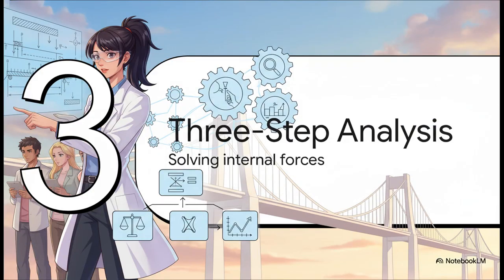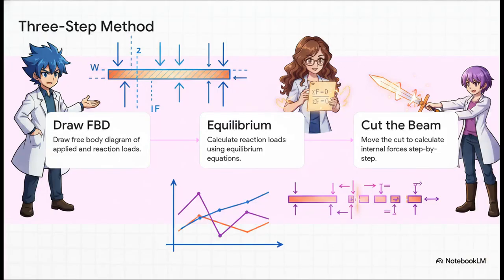All right, step 3, the 3-step analysis method. Now that we know our supports, let's lay out the foolproof framework for solving statically determinate beams. Step 1. Draw the free body diagram to outline every single applied load and support reaction. Step 2. Use the concept of equilibrium, meaning all forces and moments must perfectly cancel each other out to equal 0 to calculate the exact numbers for your reaction loads.